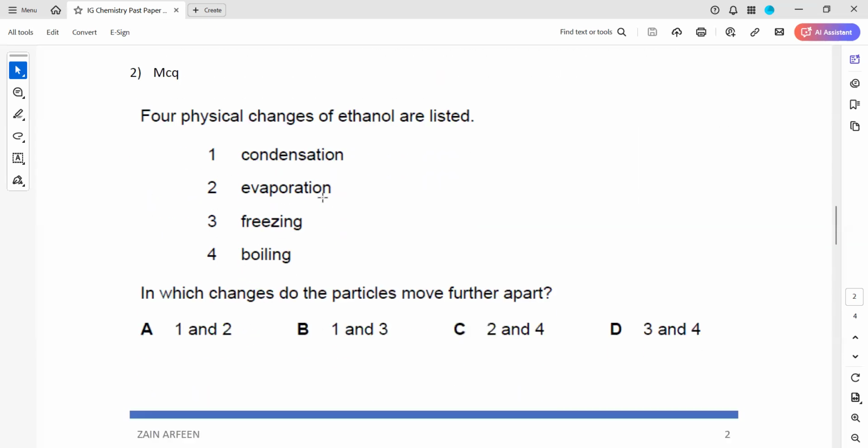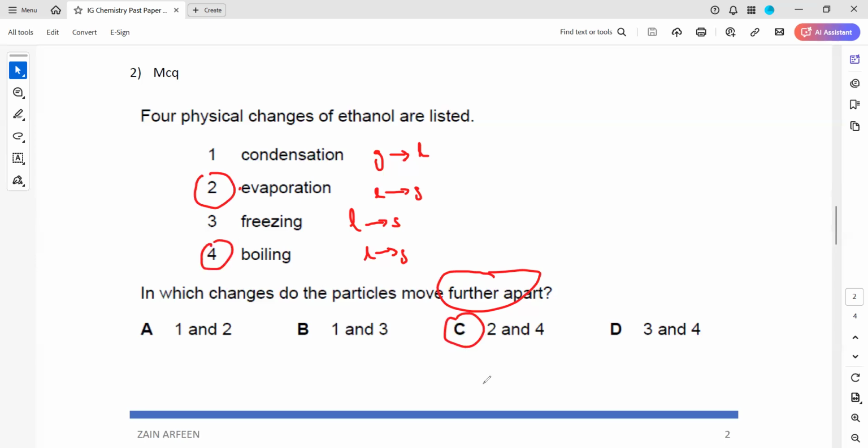The next question: 4 physical changes of ethanol are listed. Condensation means gas to liquid. Evaporation is liquid to gas. Freezing is liquid to solid. Boiling is liquid to gas. In which changes do the particles move further apart? So evaporation and boiling. So C will be the right answer.